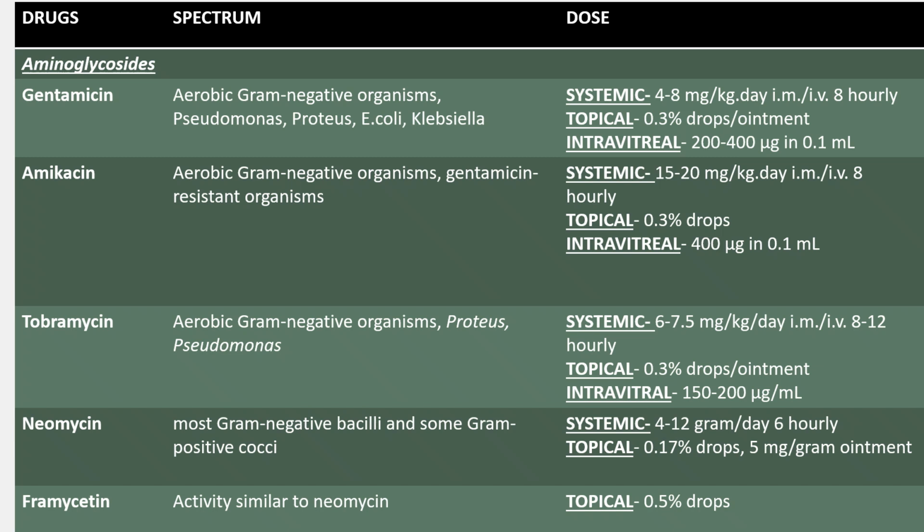So this is the summary table of aminoglycosides. Here we can see that gentamicin, amikacin, and tobramycin are available in systemic, topical, and intravitreal preparation. Neomycin is available in systemic and topical preparation, and trimycetin is available only in topical preparation.